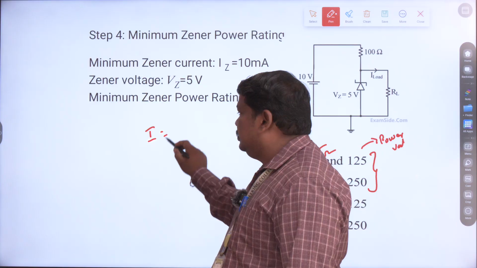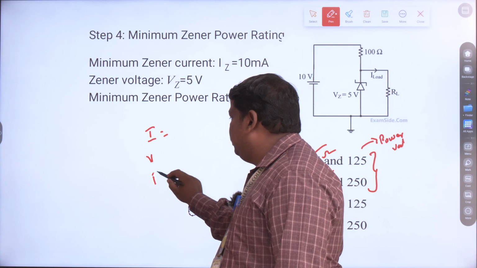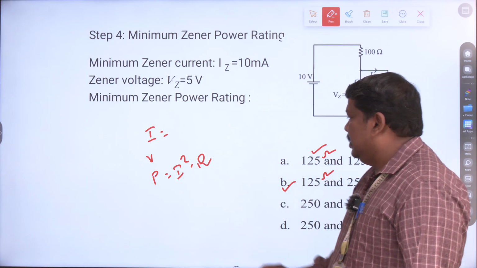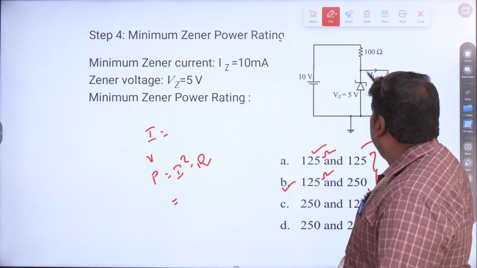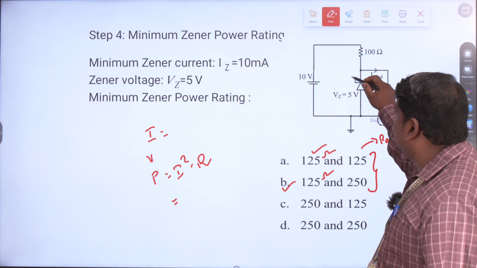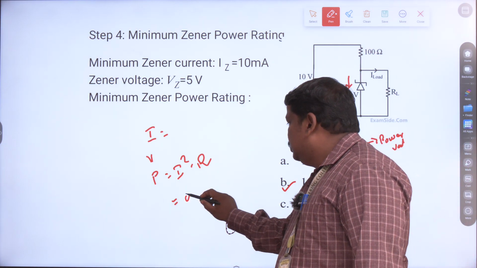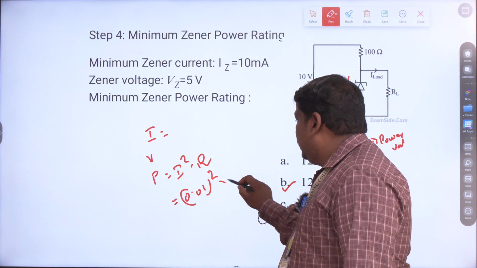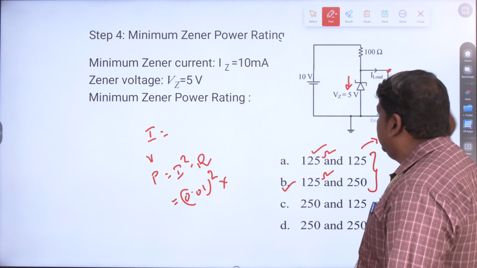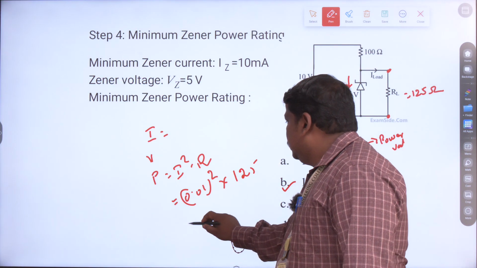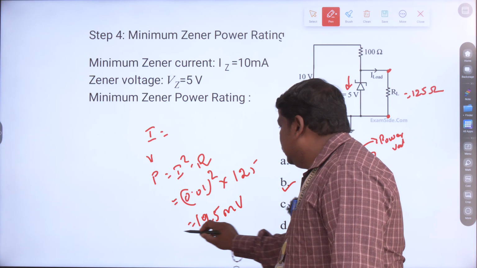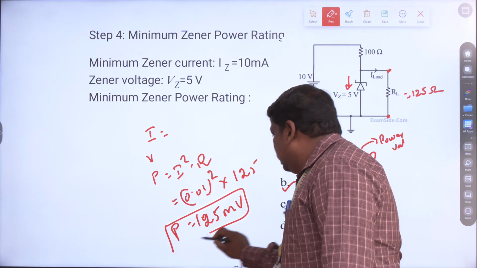Power, P is equal to I square R, we know that is the formula for calculating the power. What is the power flowing through the zener diode? It is going to be 0.01 square into load resistance, which we calculated as 125 ohms. So the answer is 125 millivolt, the power across your zener diode.